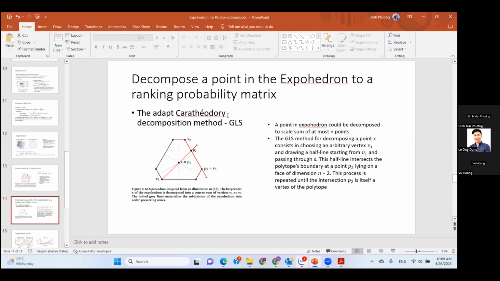The Pareto-optimal theory says that you can decompose one point inside a convex polytope into some scaled sum of almost endpoints, and you just simply project it, like drawing a line through it.